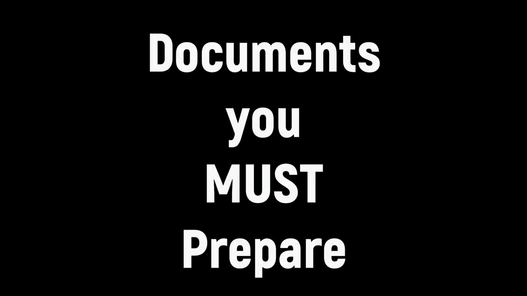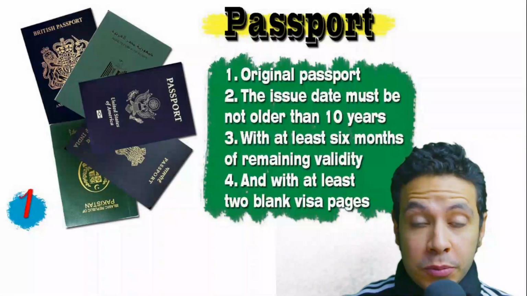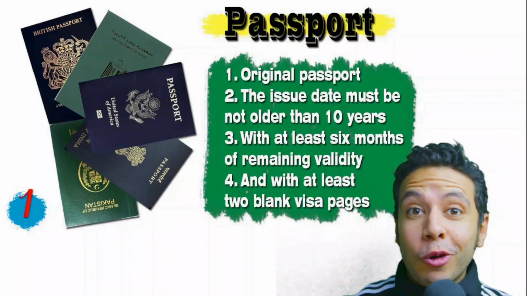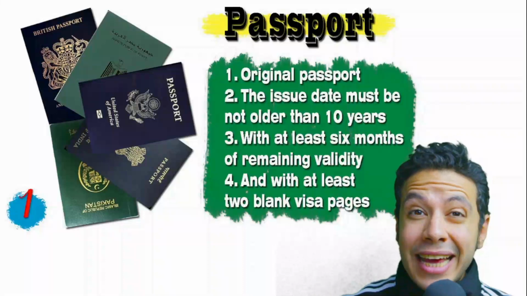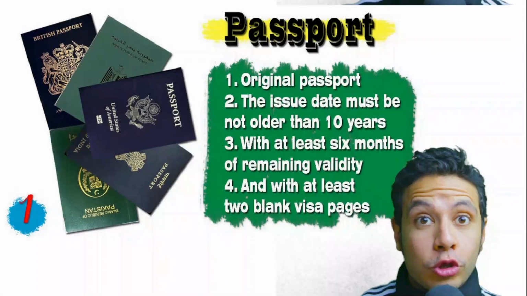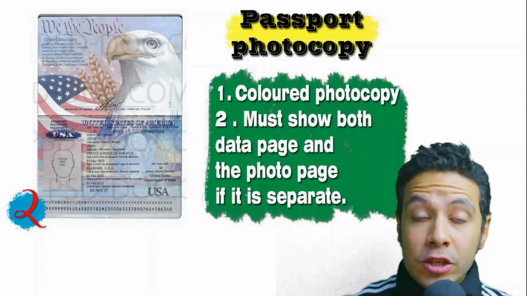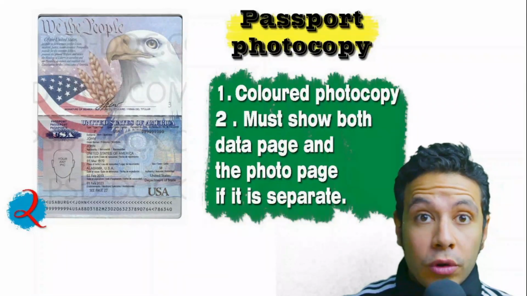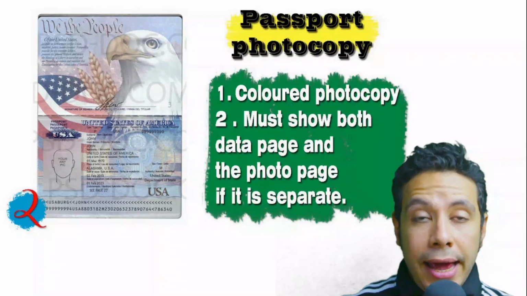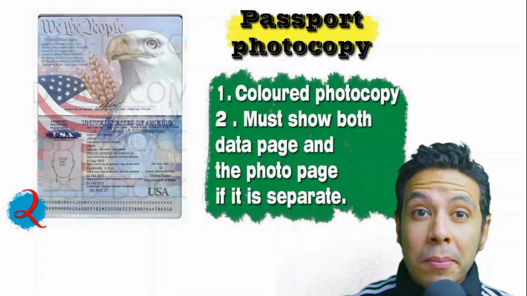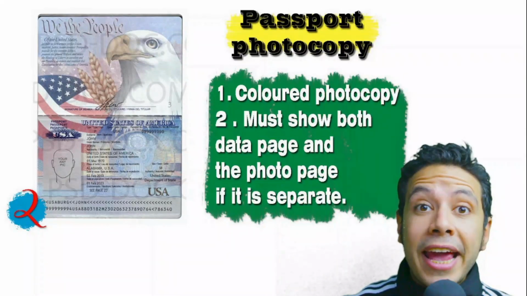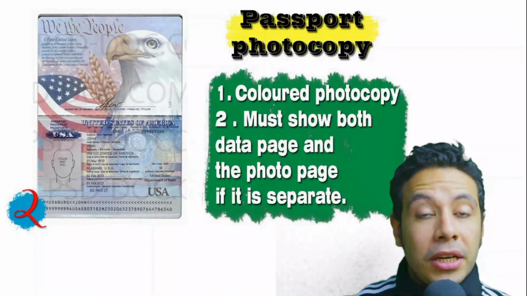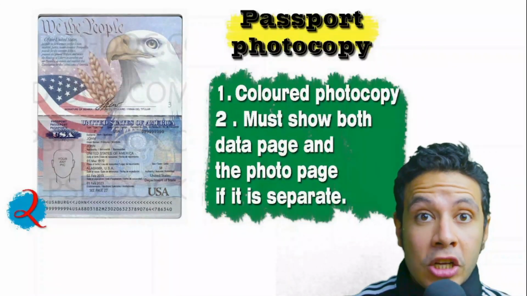So what are the travel documents that you need to prepare before applying for the visa? Speaking about your passport, it must be original and it must not be older than 10 years, with at least 6 months of remaining validity and at least 2 blank visa pages for the stamps. In many cases, you will also need a passport photocopy. It might be 1 copy or more than one, and it's preferred to be colored, and both the data page and the photo page must be shown if separated. In some cases, you might be required to photocopy every single page of your passport, but in general, only the data page and the photo page are needed.